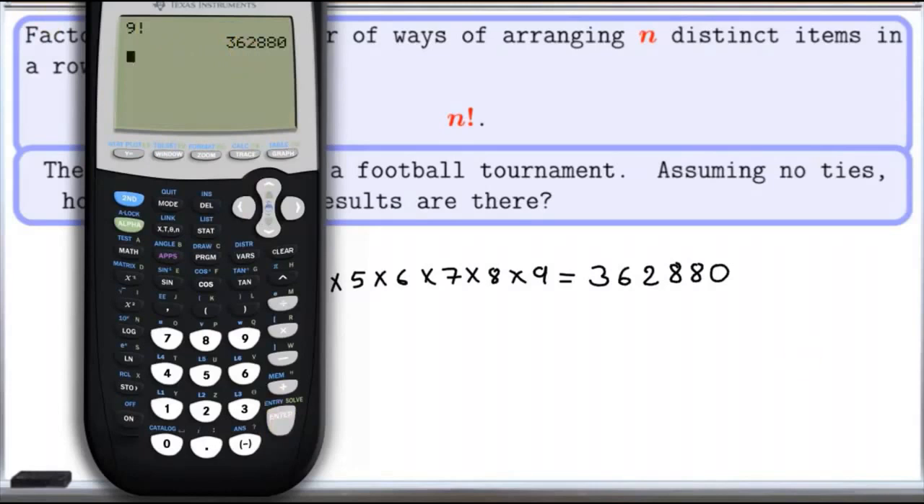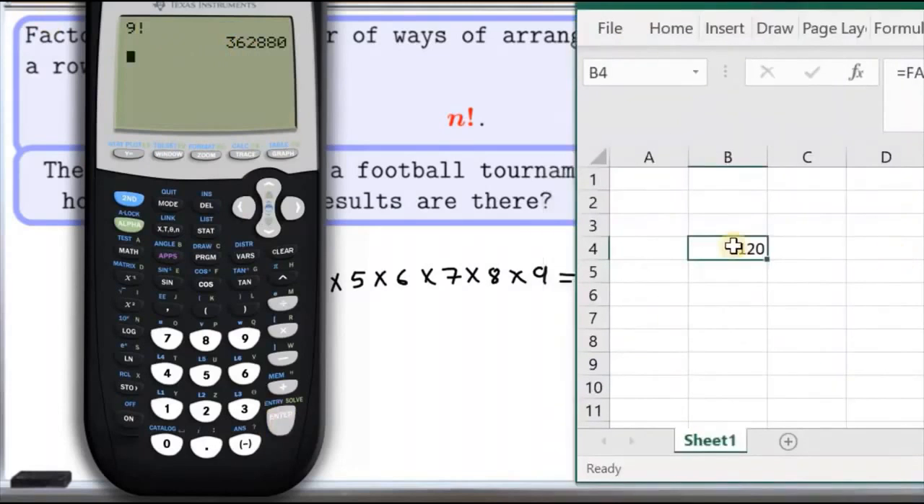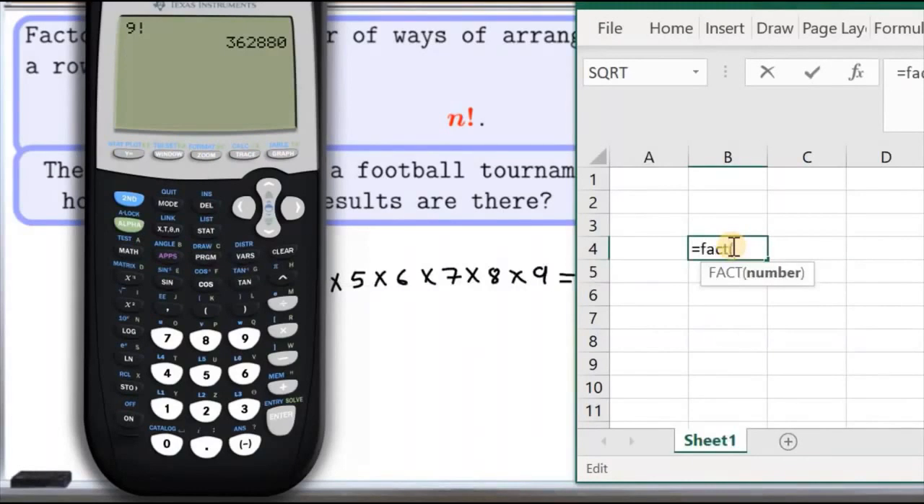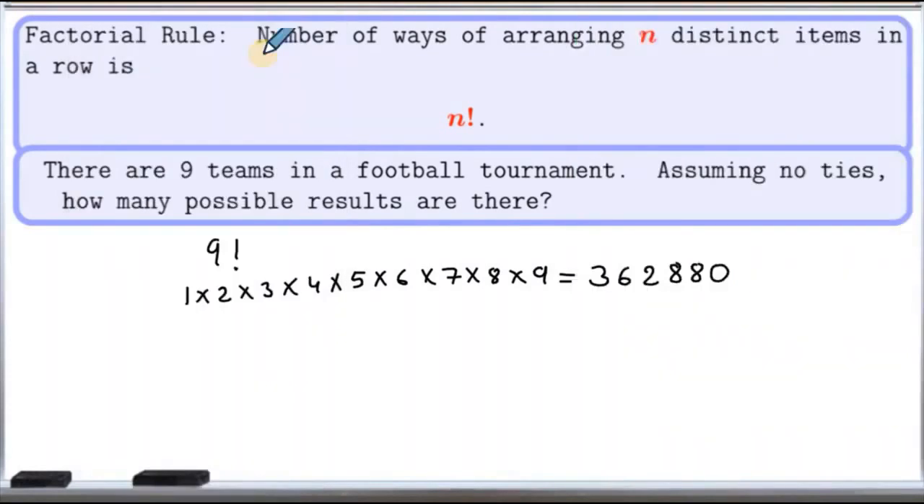Okay, so let me show you how to get it in Excel. Type in equals, then type FACT, then put parentheses. Since here we are trying to find 9 factorial, type in 9, then close your parentheses, then hit tab or enter. So that will give us 9 factorial. The possible results in this case is this one.